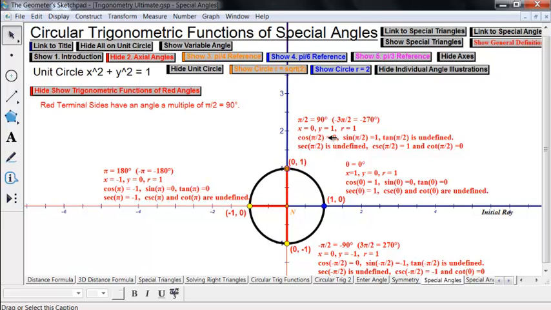So when cosine is 0, secant is going to be undefined. And of course, with sine being 1, cosecant, its reciprocal, is also 1. And again, just use those basic definitions that we had up earlier.